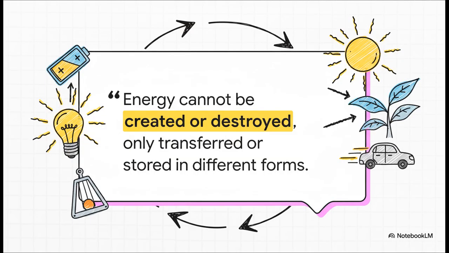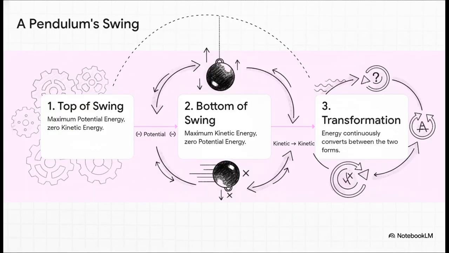And that brings us to what might be the single most important rule in all of physics. Seriously, energy cannot be created and it cannot be destroyed. The total amount of energy in the entire universe is fixed. It's constant. All we can ever do is change it from one form into another. And a simple pendulum is the perfect way to see this in action. It's just a beautiful energy-swapping machine.